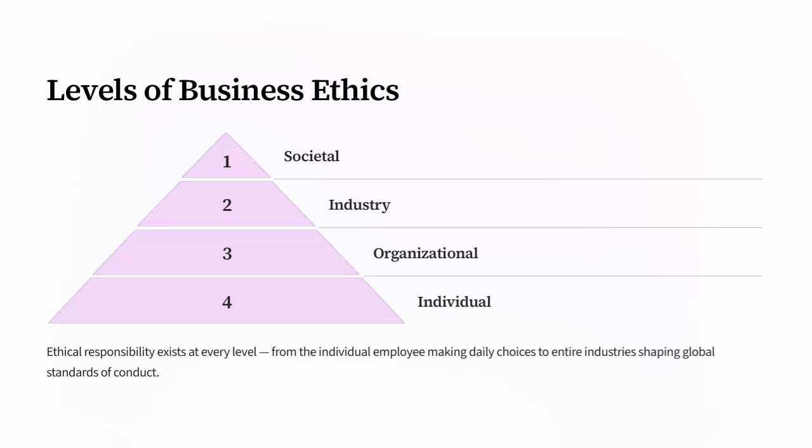Business ethics operates across four connected levels. At the societal level, ethical expectations reflect how communities define responsible conduct. The industry level considers the standards and practices shared across a particular field. Within an organization, ethics shapes policies, culture, and everyday decisions. Finally, the individual level focuses on the choices each employee makes. Ethical responsibility exists at every level, from personal actions to the broader standards that guide industries and society. Together, these levels show that ethical behavior is not the responsibility of one person or one department alone.